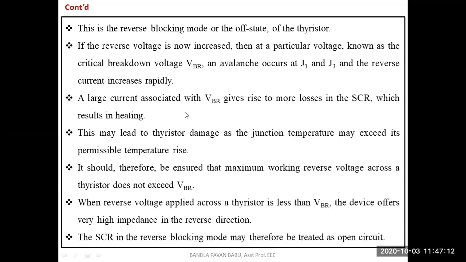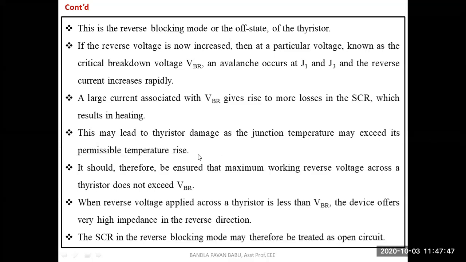So if the switch is continuously in blocking state, or continuously in the on period, obviously some amount of heat is going to be generated, because its operating levels are higher. Why we prefer these thyristors, we have discussed in the first introduction part itself. It is used for high power ratings, I mean high power operating levels. So this may lead to thyristor damage, as the junction temperature may exceed its permissible temperature rise.